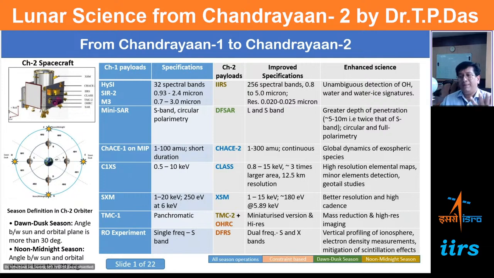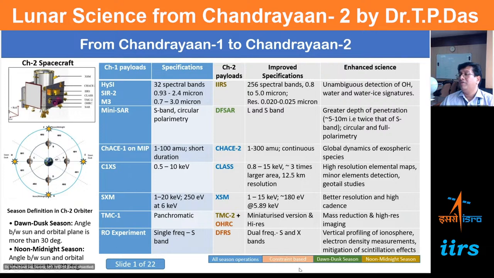So it depends on the observation you wish to make, and whether the sun has got any role to play in the observation. All these things play an important role. As for example, if you notice this color code at the bottom of this slide, some of the instruments along the Chandrayaan 2 column I have written in blue color. All season operation, irrespective of dawn, dusk, or noon, midnight operation.